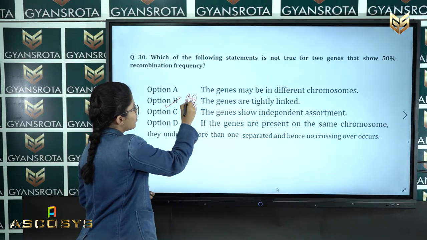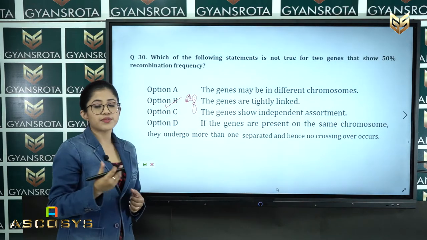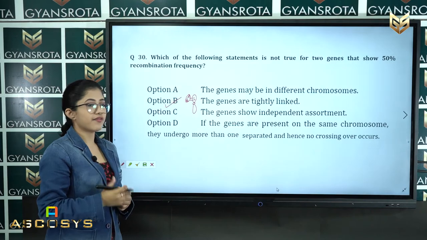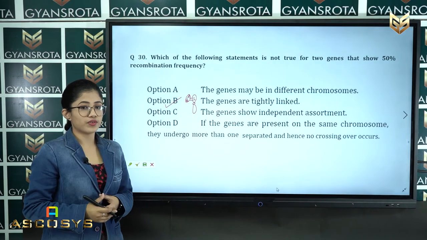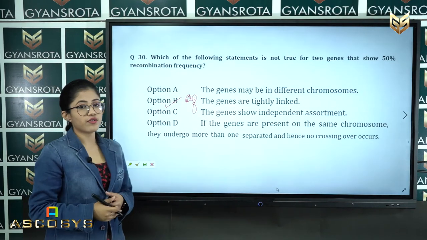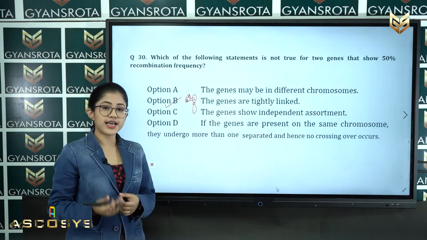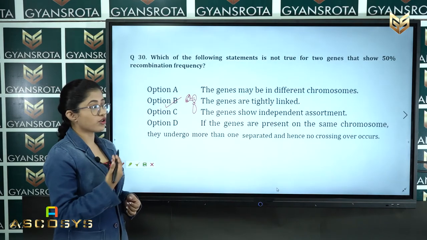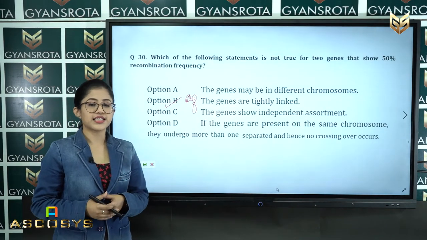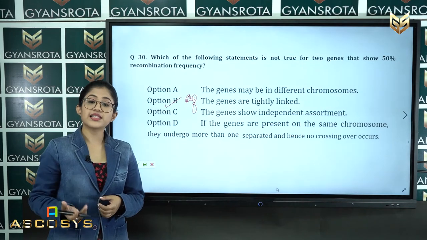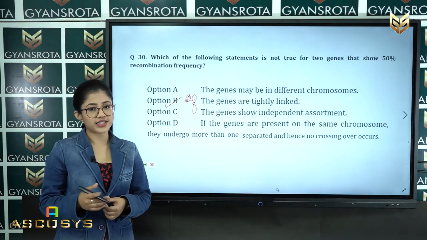So these two genes are linked genes, and because of this they are having very less crossing over and less frequency of recombination taking place in them. That means option number B is the correct answer for this question. Now let's see the next question, that is question number 31.